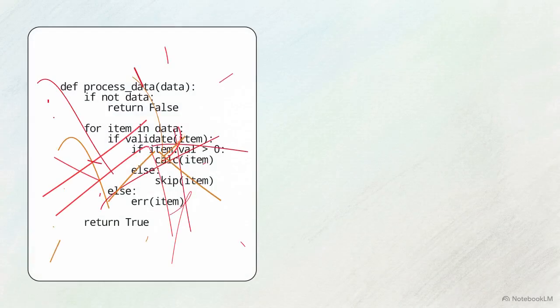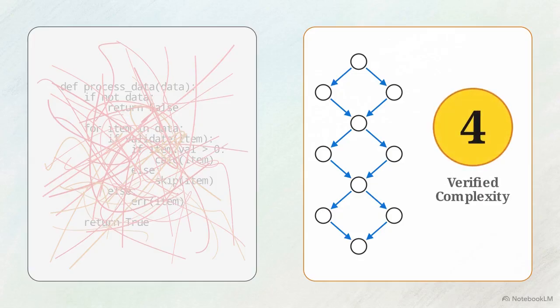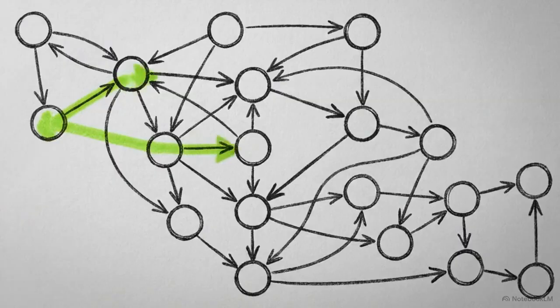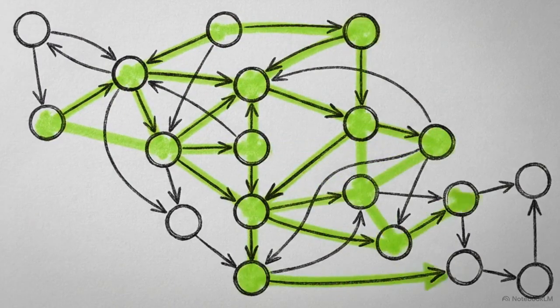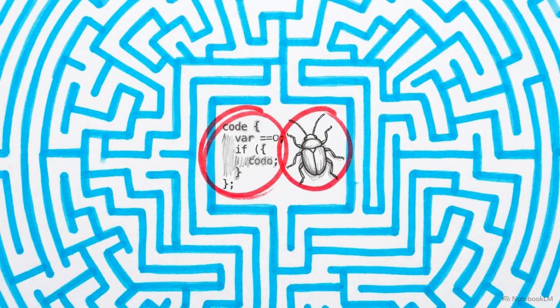We started with a confusing, untestable block of code. Now we have a clear visual map and a verified complexity score. Running this specific basis set guarantees 100% statement coverage, ensuring every condition is tested on both its true and false sides. Take this basis set into your testing framework and construct your data inputs to force the code down those exact mapped routes. Mastering cyclomatic complexity replaces developer guesswork with mathematical certainty. Your bugs have nowhere left to hide.